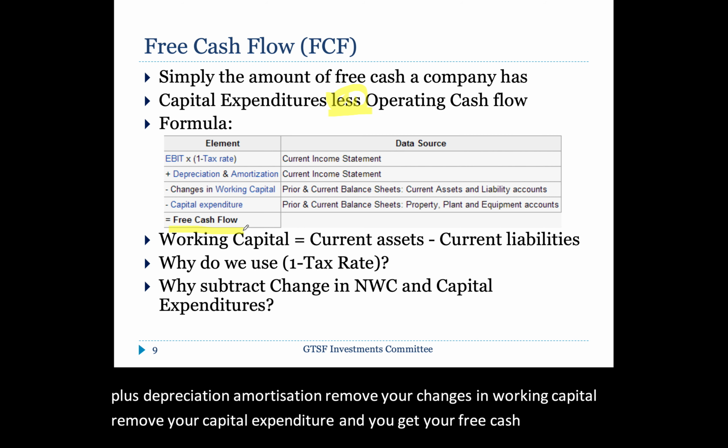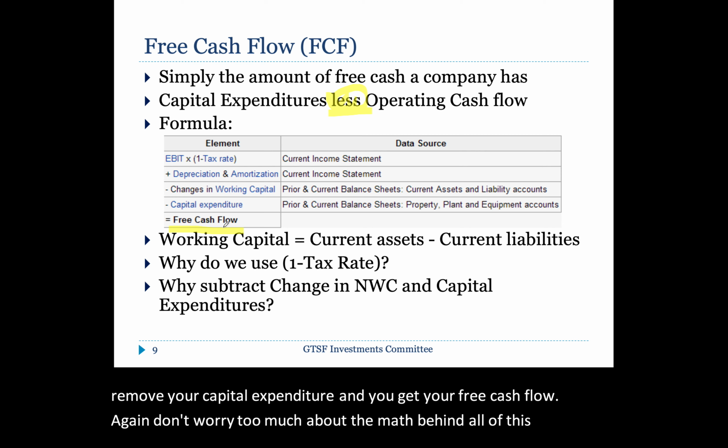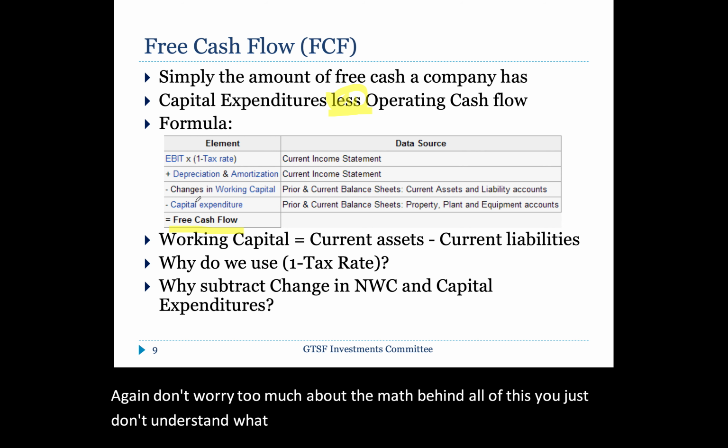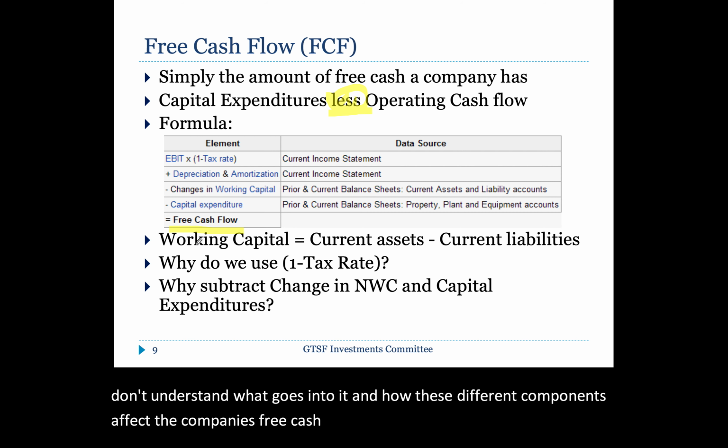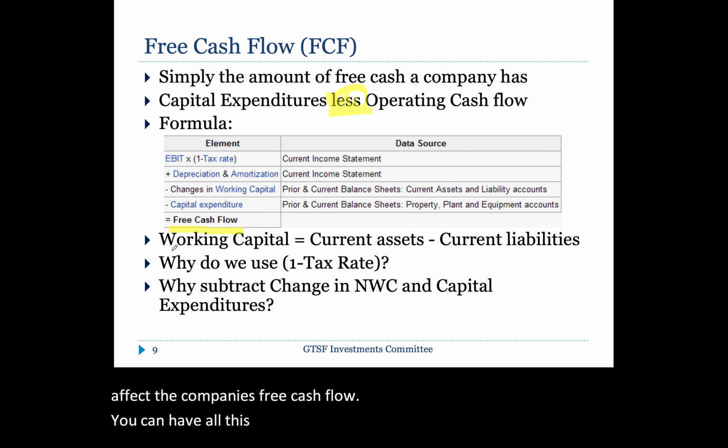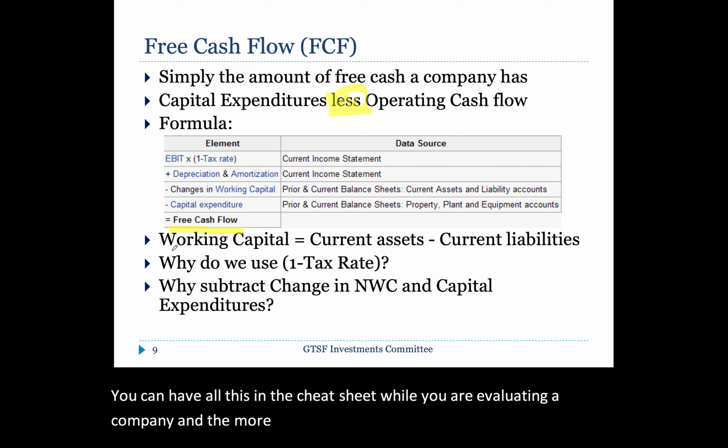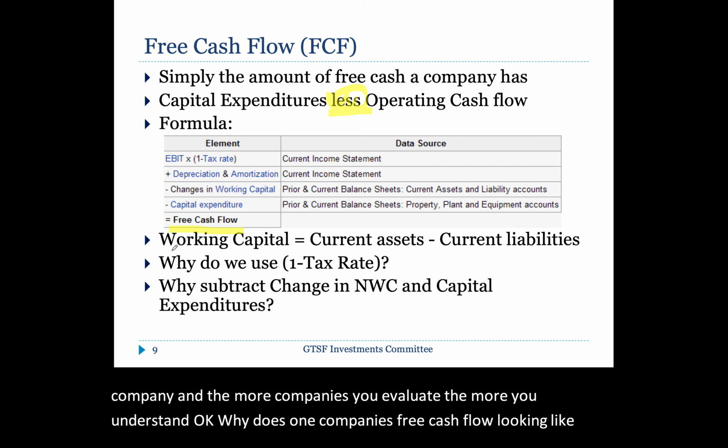Again, don't worry too much about the math behind all of this. You just need to understand what goes into it and how these different components affect a company's free cash flow. You can have all this in a cheat sheet, while you are evaluating a company. And the more companies you evaluate, the more you'll understand, okay, why does one company's free cash flow look like a certain way, whereas another company's free cash flow?